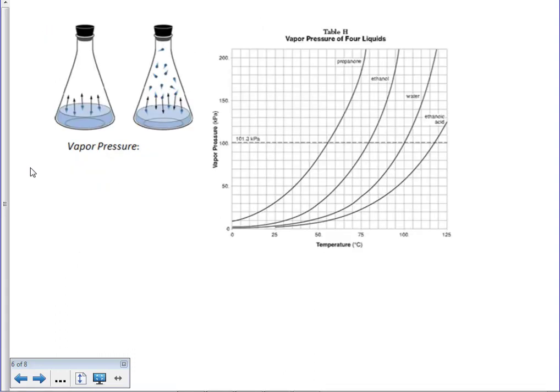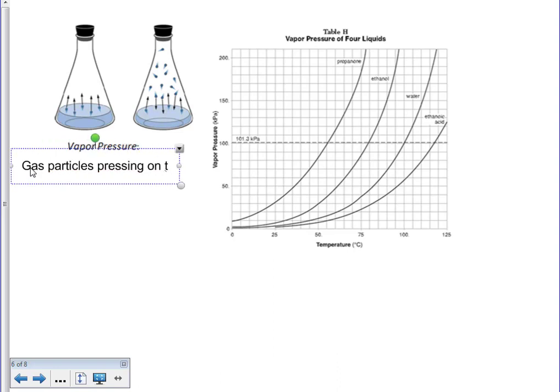So one of the big things that we need to talk about is table H. When we talk about vapor pressure, remember vapor pressure is when gas particles are pressing on the surface of liquid. So when we're looking at this, the big part to look at on this is when we actually look at table H. When we're looking at table H, you can see we have 4 distinct solutions here, or things I should say. So when we look at these, the ones that we need to take into consideration is which one has the most vapor pressure and which one has the least.